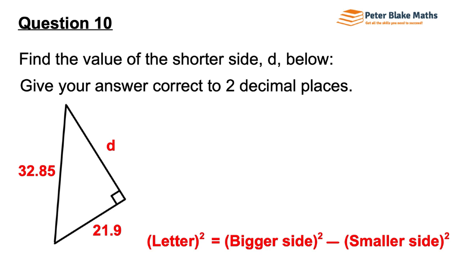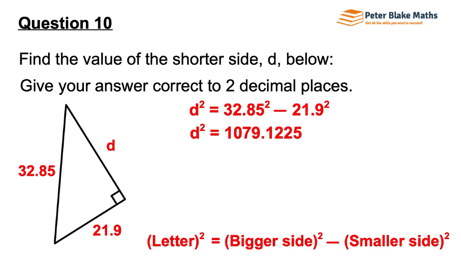Alright, so the letter we've got is D, so D squared equals, now the bigger number is 32.85, so we'll put that next, and it's got a squared there. And we'll minus the smaller side, which in this case is 21.9. So we'll set it up nicely there, set out clearly. Then we can just process it. D squared is that big number minus that big number on our calculator. And we'll do that subtraction and get a final answer for the number section.